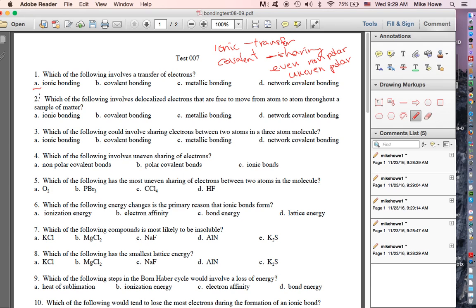Ionic. I told you could skip number 2 for right now. However, the answer is metallic. We'll talk about that next week. Number 3, which would involve sharing electrons between two atoms in a 3-atom molecule? That would be covalent bonding. Sharing electrons is the key thing. Which involves uneven sharing? I just went over that up here, that would be polar.